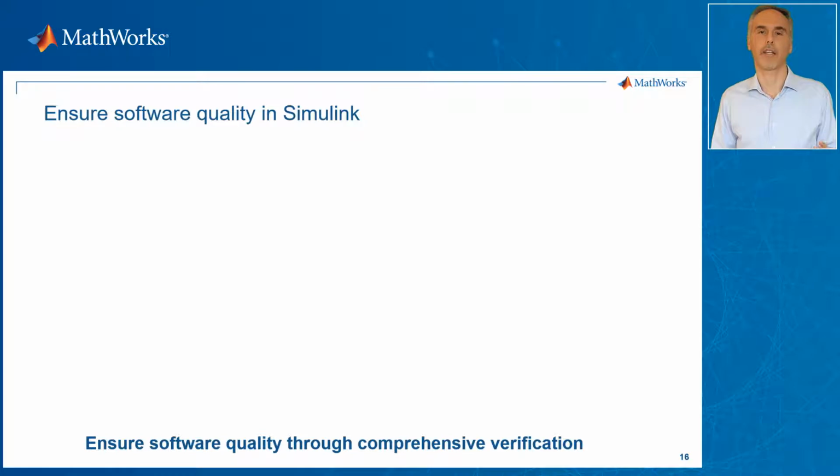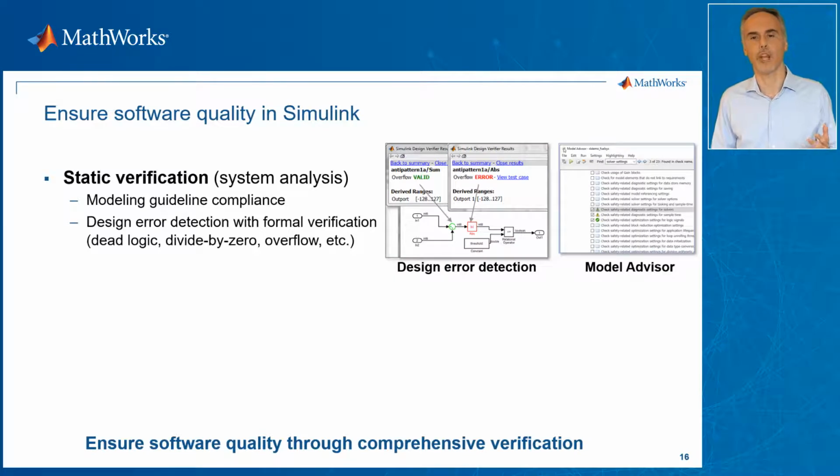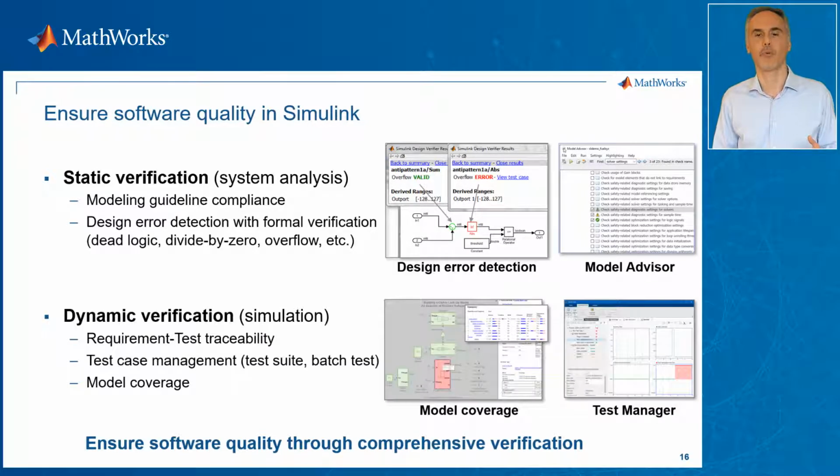In case of mission-critical or safety-critical applications, simulation alone might not be sufficient to assess the functional behavior in all the operating conditions and to ensure the software quality required by industry standards. So, in Simulink, you can complement simulation with static analysis of your models to enforce modeling rules and detect design errors like division by zero and overflow thanks to formal verification. And in addition, you can create structured test activities by adding traceability between test and requirement, running batch testing, and measuring the coverage of your test.